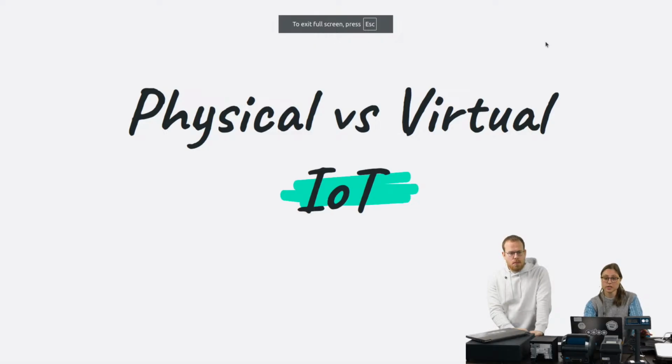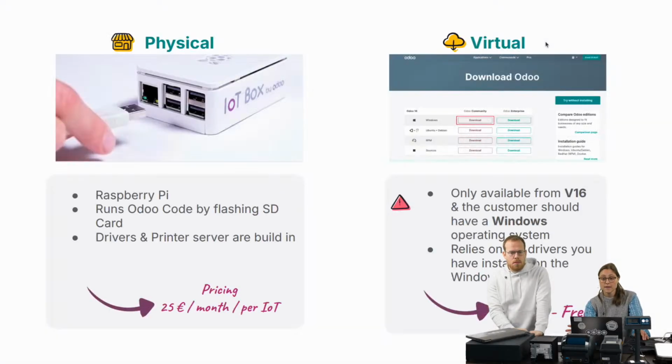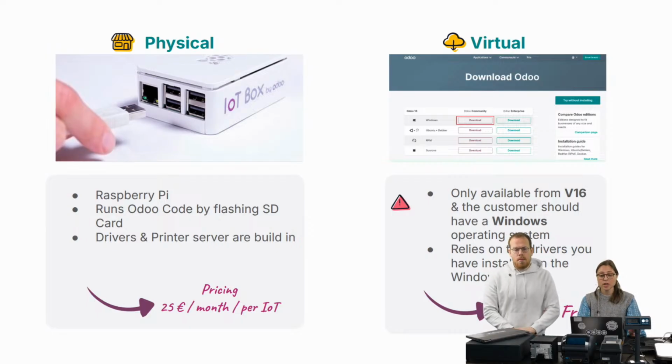So we have indeed a physical and a virtual IoT. Like I said, the physical one is a Raspberry Pi. It runs Odoo code by flashing the SD card. That's what we did here with Balena Etcher. And we have drivers and a printer server that is built in the IoT. This one is paid, so you need to pay for it. And when you do pay for it, you also get the Raspberry Pi. We send it to you.